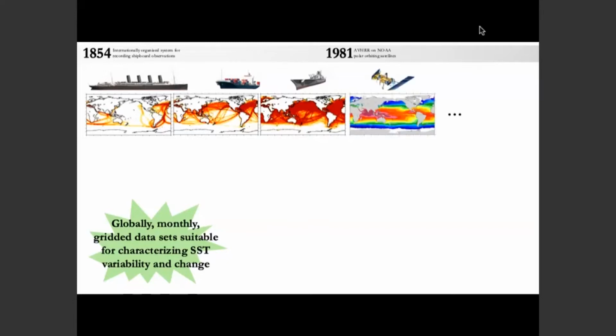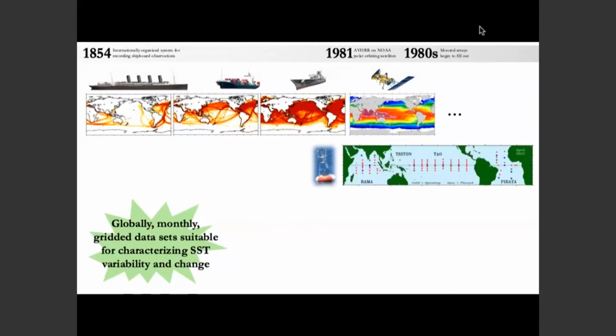And it's not such a big deal after 1981, when we have AVHRR and other satellite products to fill in that global view. And also arrays of moorings that were deployed throughout the tropical oceans, including TAO. And of course, throughout the 2000s, the Argo array started to really fill in with unprecedented spatial coverage, which is amazing. Nearly 4,000 floats.